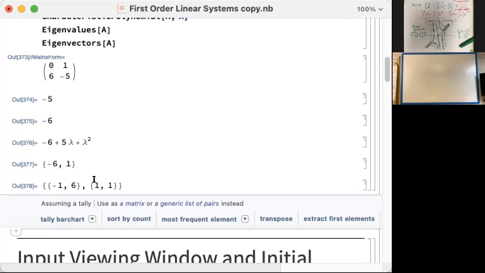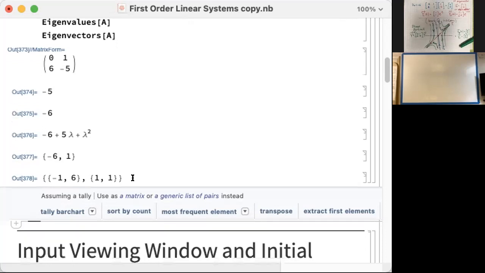Here are the two eigenvectors. 1, 1, which we did. And Mathematica chose minus 1, 6. I don't have any problem with that. It was a valid choice. But Mathematica started with the 1 on the other side. I still get the same two straight line solutions.